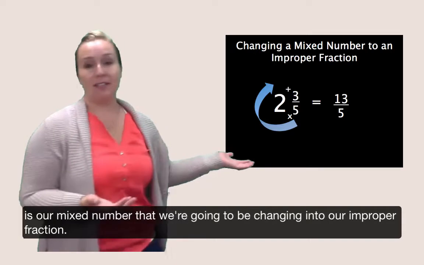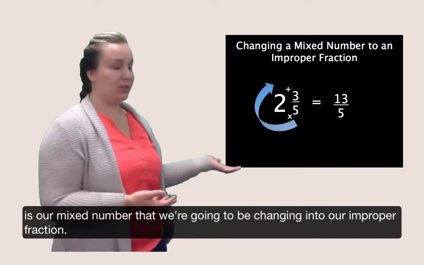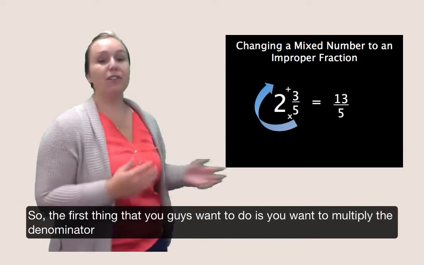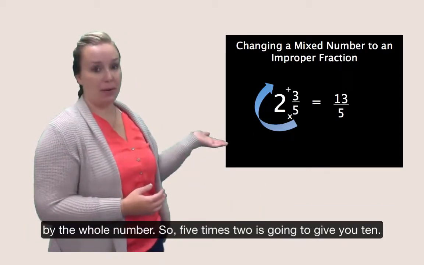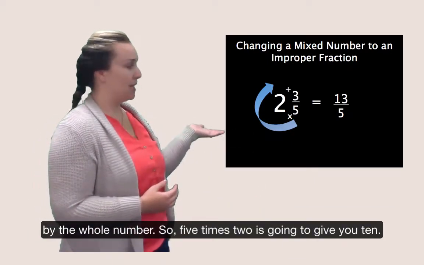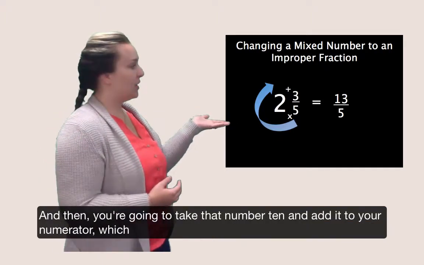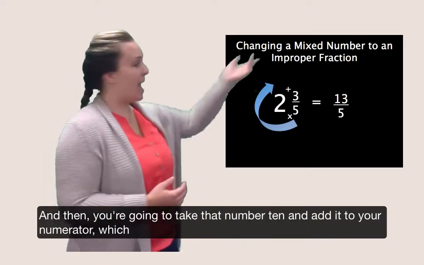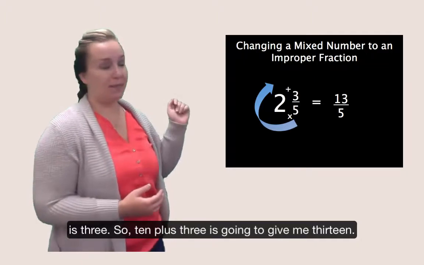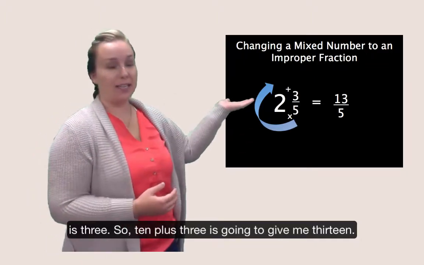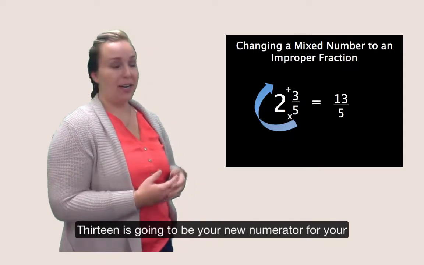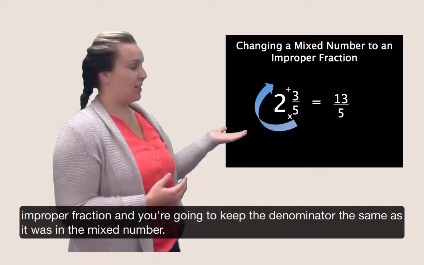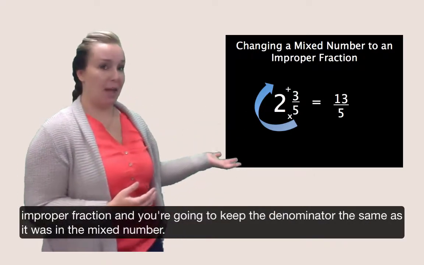2 3/5 is our mixed number that we're going to be changing into our improper fraction. So the first thing that you guys want to do is multiply the denominator by the whole number. So 5 times 2 is going to give you 10. And then you're going to take that number 10 and add it to your numerator, which is 3. So 10 plus 3 is going to give me 13. 13 is going to be your new numerator for your improper fraction, and you're going to keep the denominator the same as it was in the mixed number.